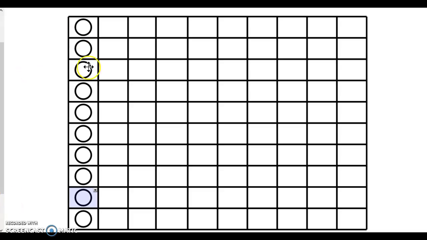All right, so we have our 10. Now I'm going to give you, for example, I'm going to say, okay, now add 5 extra ones. Okay, so we have our 10. Now we're going to add 5 extra ones. Okay, and we'll start in the next column. 1, 2, 3, 4, 5.